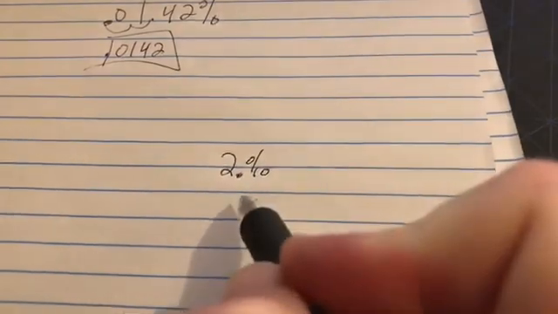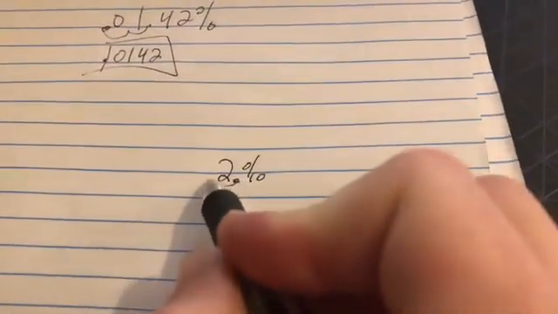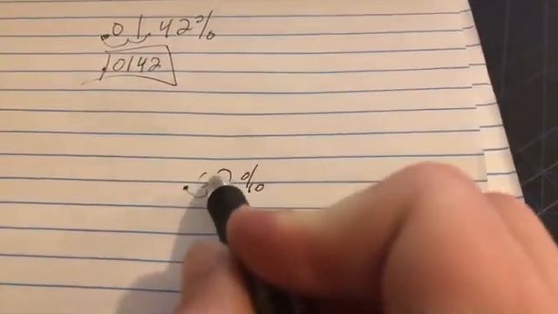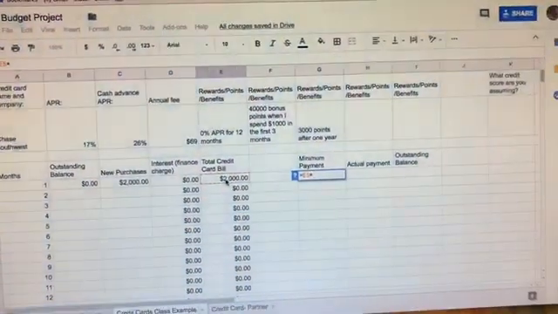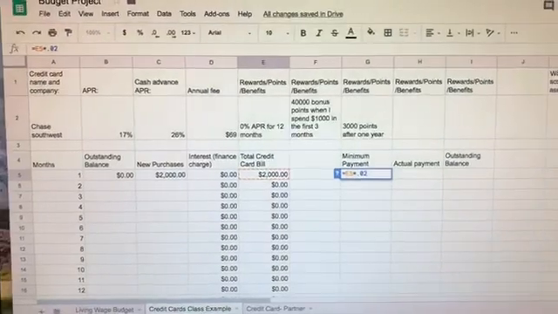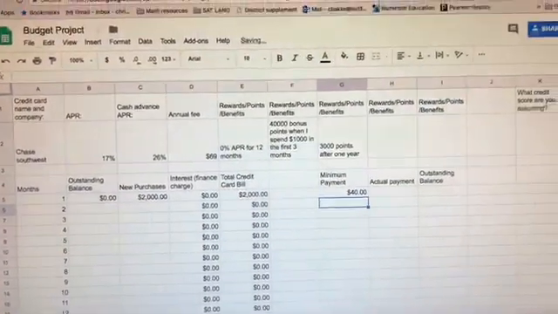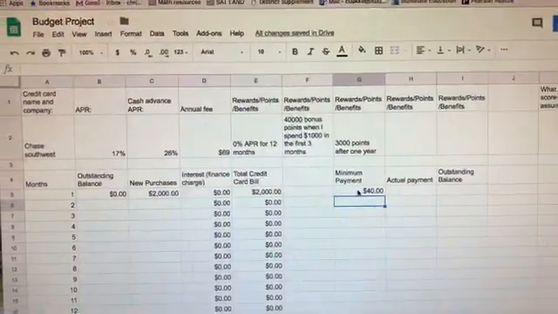We need to make sure that's turned into a decimal. So there's the decimal spot, we're always at the end, and move it over 1, 2, fill in for the 0. We're gonna use 0.02. You only owe $40 out of that $2,000 on your credit card bill.